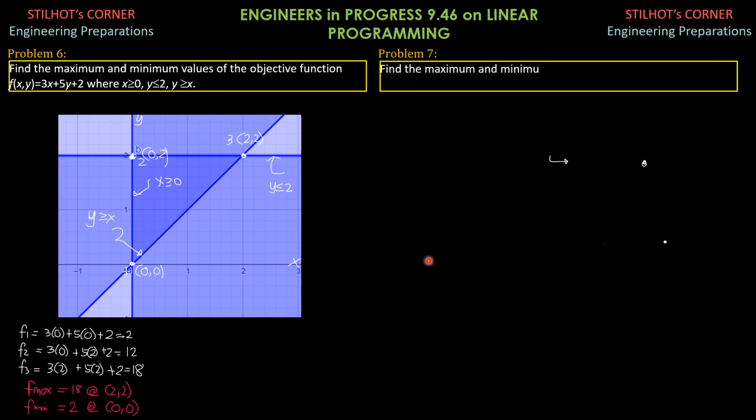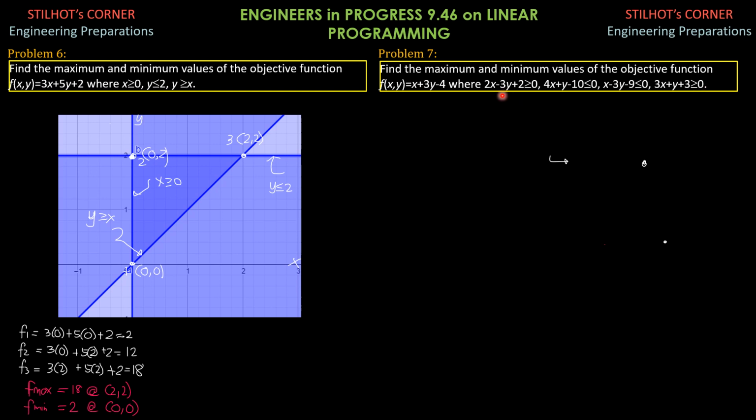Find the maximum and minimum values of the objective function f(x, y) = x + 3y minus 4, where 2x minus 3y plus 2 is greater than or equal to 0, 4x plus y minus 10 is less than or equal to 0, x minus 3y minus 9 is less than or equal to 0, and 3x plus y plus 3 is greater than or equal to 0.